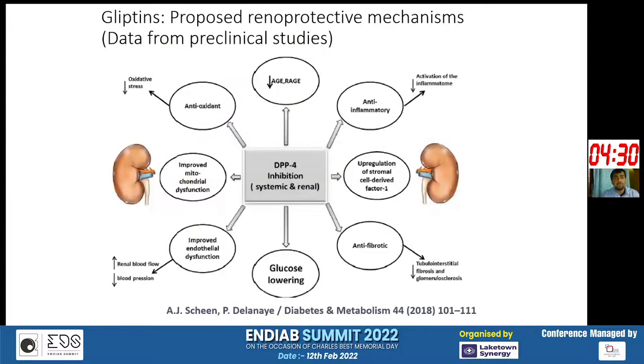So what are the proposed renoprotective mechanisms from all these studies? The proposed renoprotective mechanisms are that they may have an antioxidant effect. And in some cases, it was found that DPP4 may be overexpressed in patients with diabetic nephropathy. So DPP4 inhibition may improve mitochondrial dysfunction and improve overall endothelial dysfunction, leading to renoprotection and microalbuminuria reduction.